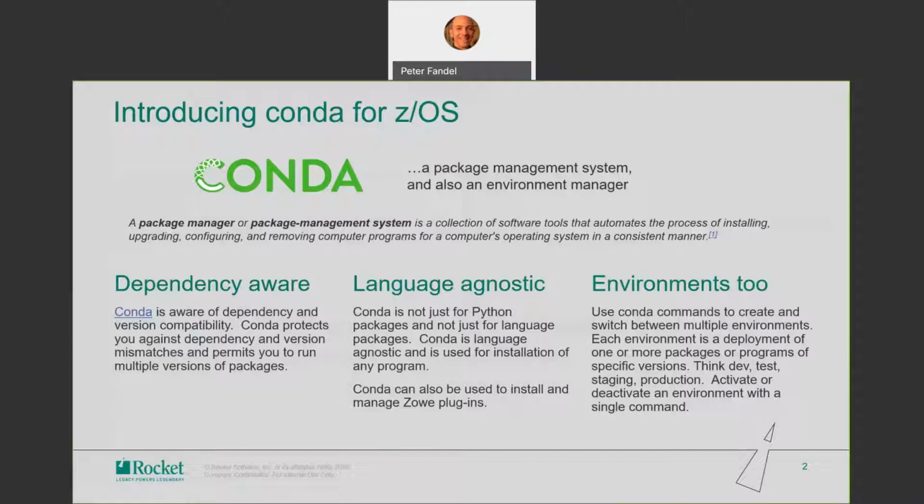A few things that make Conda special are that it is dependency aware. What that means is that when you download a product from Conda, it automatically determines what dependencies and what versions of dependencies are needed in order for that product to work correctly. And it will automatically download and install all of those dependencies along with the product that you are actually seeking to install.